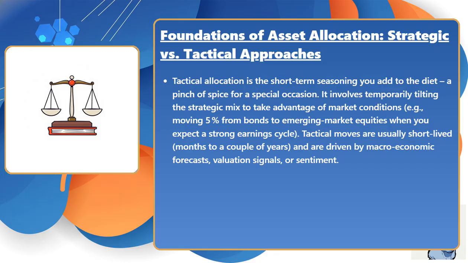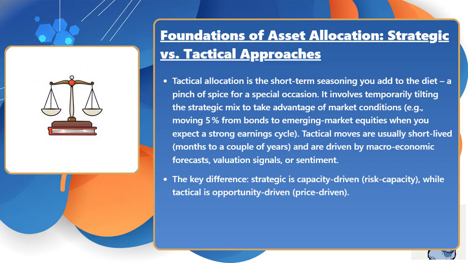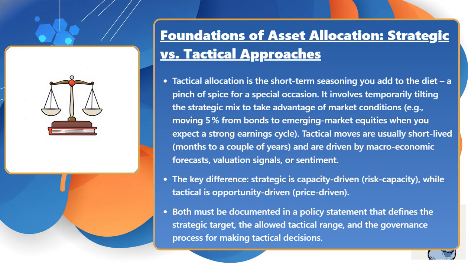Tactical moves are usually short-lived, months to a couple of years, and are driven by macroeconomic forecasts, valuation signals, or sentiment. The key difference: strategic is capacity-driven, risk capacity, while tactical is opportunity-driven, price-driven. Both must be documented in a policy statement that defines the strategic target, the allowed tactical range, and the governance process for making tactical decisions.